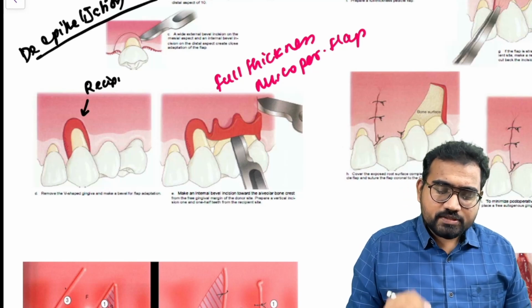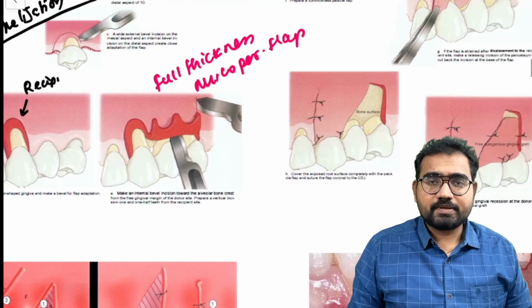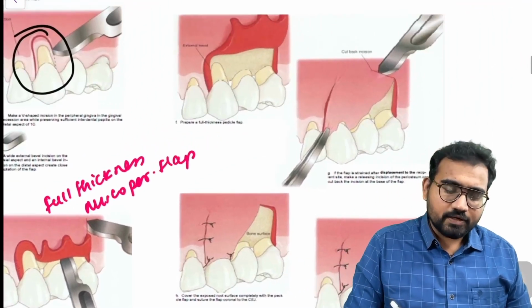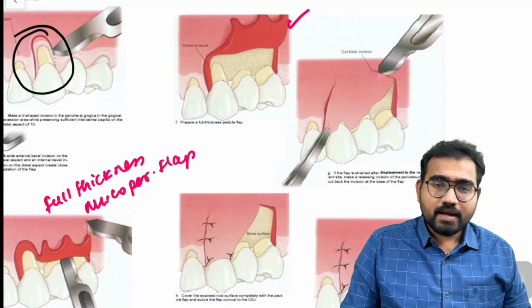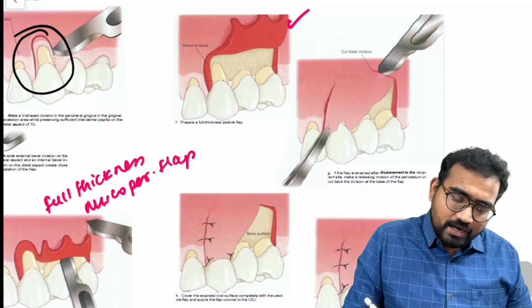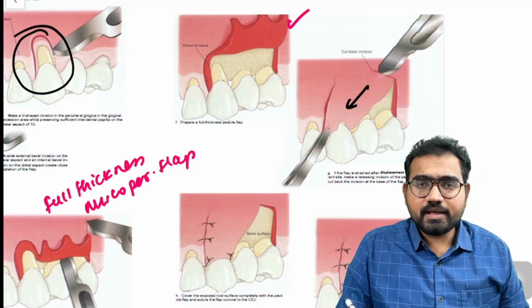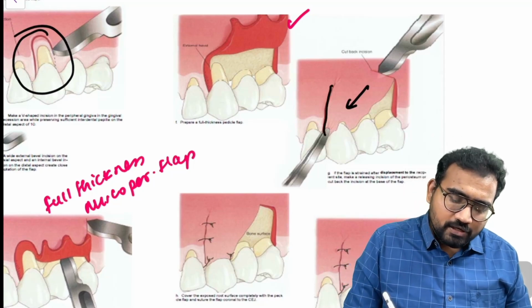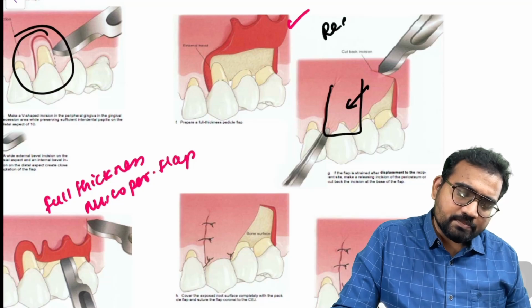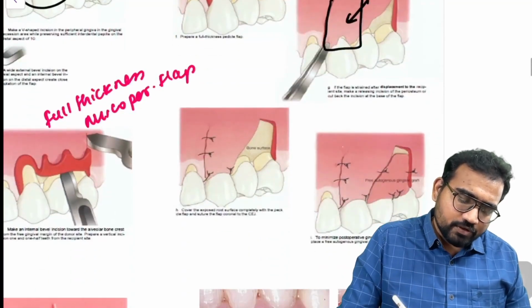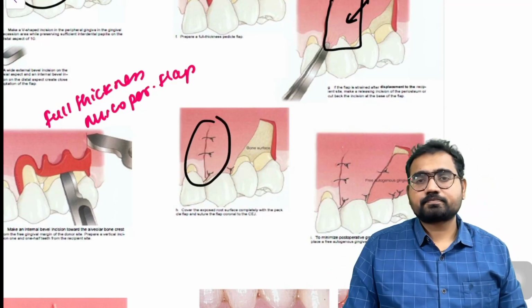Once the full thickness mucoperiosteal flap is elevated, it will look something like this. Then I'm going to pull it laterally, cover the area of the recipient site, and suture it off.